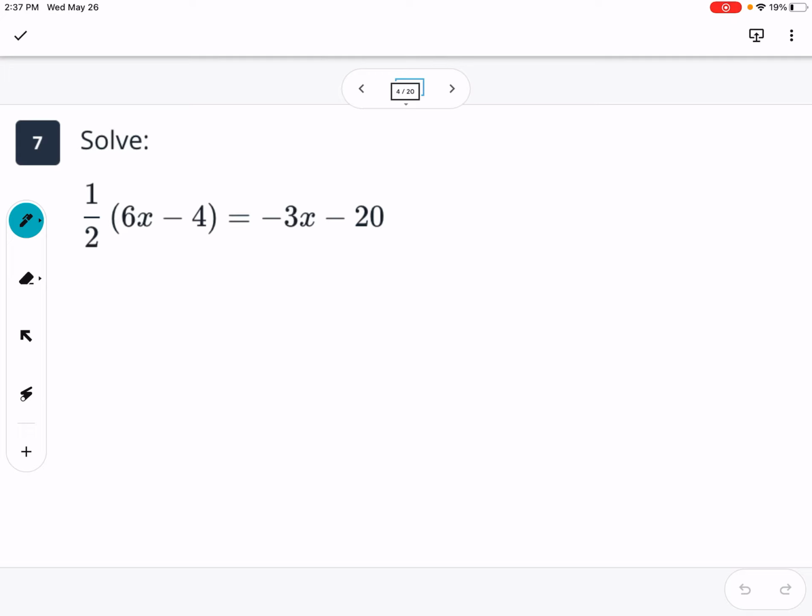There's a couple different ways that I could go about solving an equation like this that has this 1/2 here. One way to get rid of this multiplying by 1/2 is to divide by 1/2, which is the same as multiplying by 2. So that would be an option. I can also multiply this entire equation by 2, and that would get rid of that 1/2. But I think the thing that we're most familiar with when we see this is distributing.